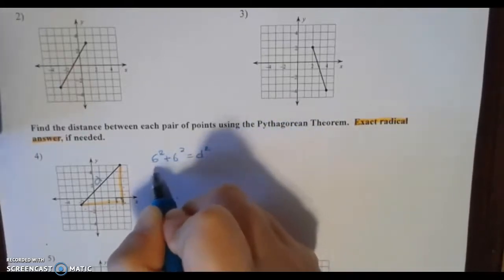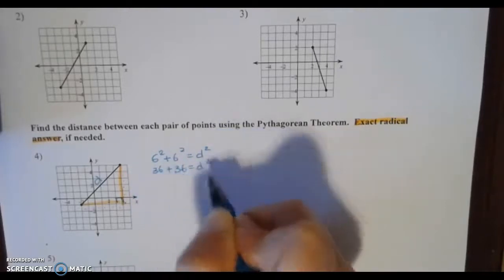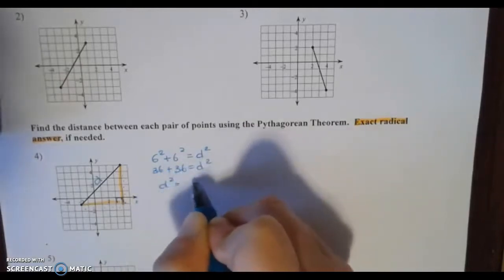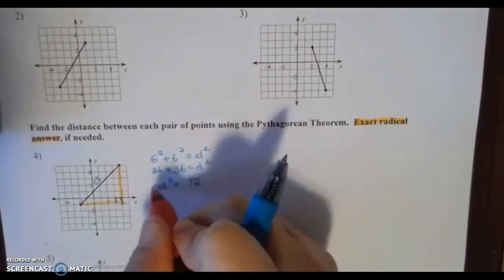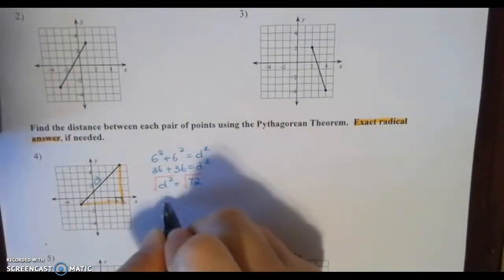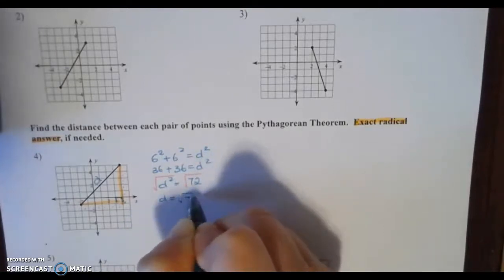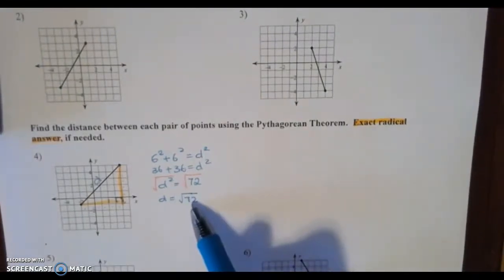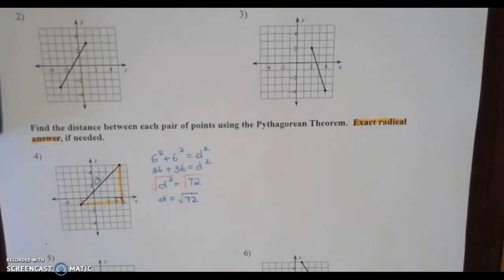So 6 squared is 36 plus 36 is equal to d squared. So d squared is 36 plus 36, which is 72. To find what d is, I am going to take a square root of both sides. This leaves me with d is square root of 72. So this will be the exact answer. However, we do not leave it like this. We try to simplify radicals whenever possible.